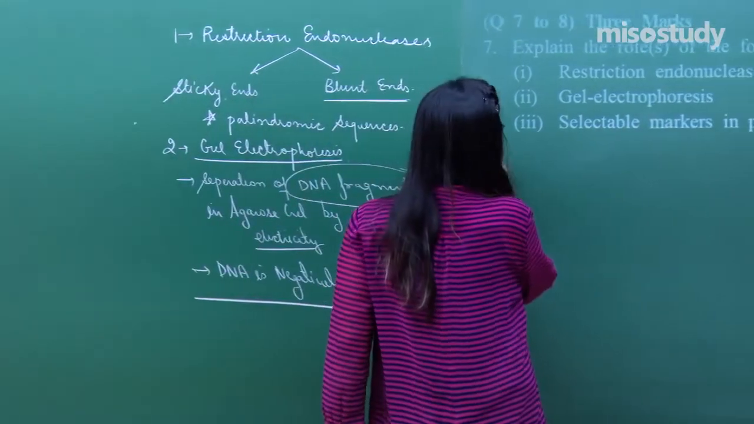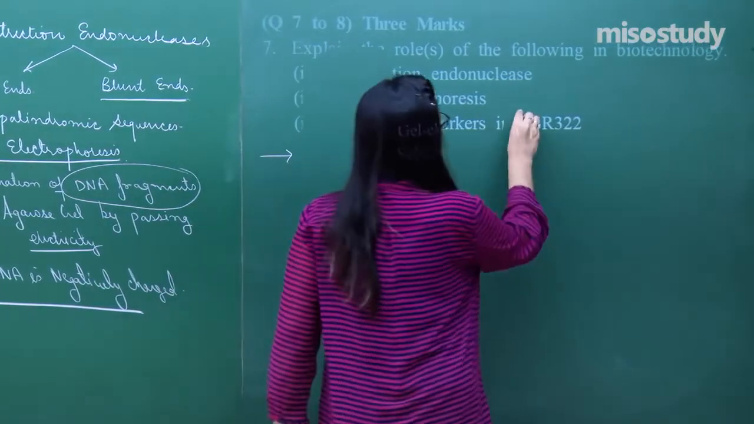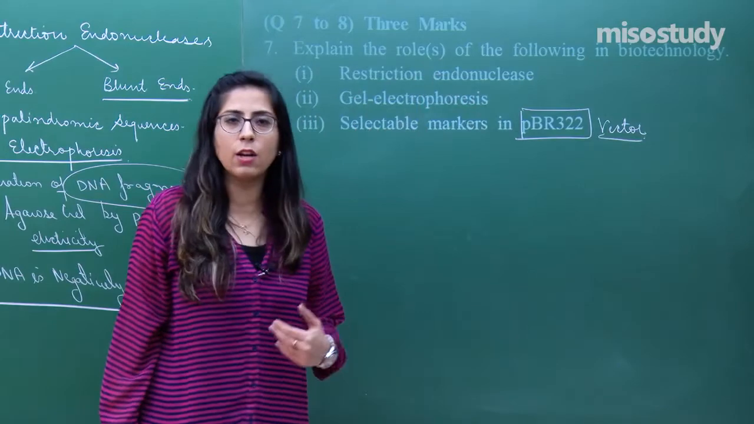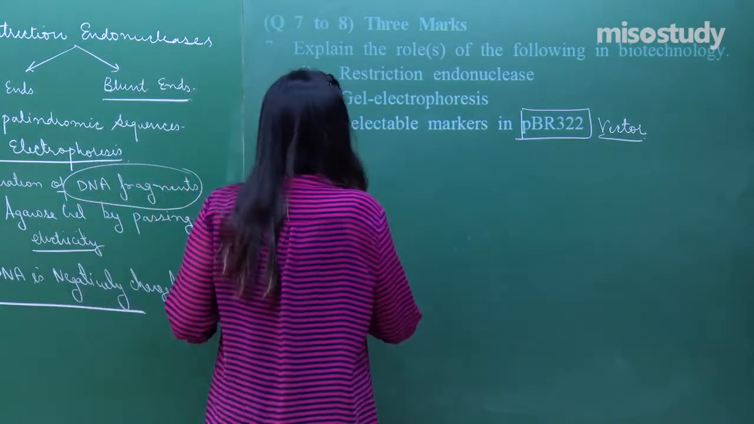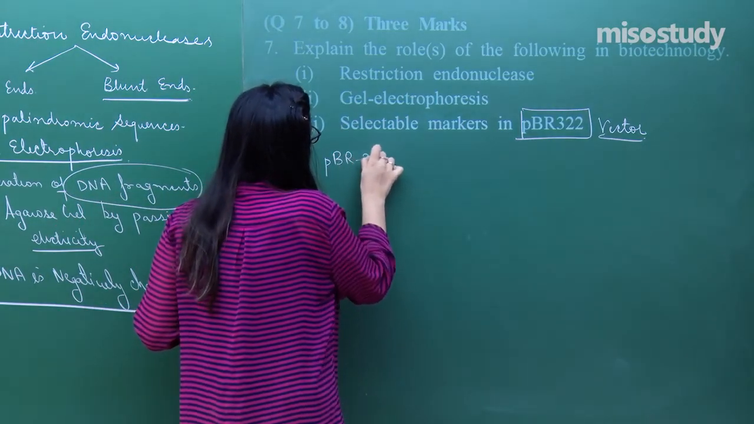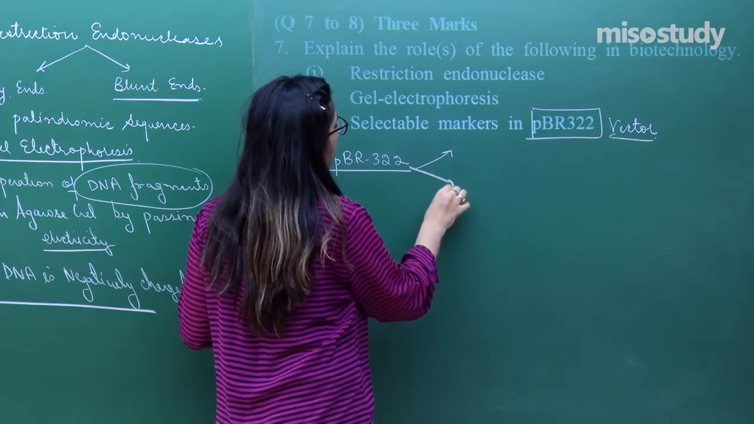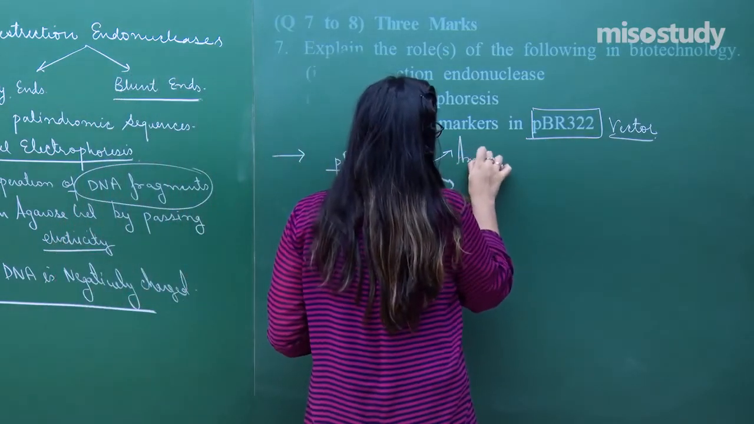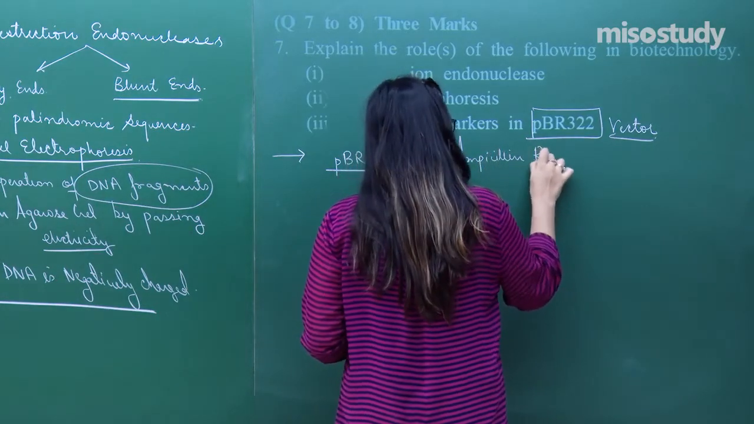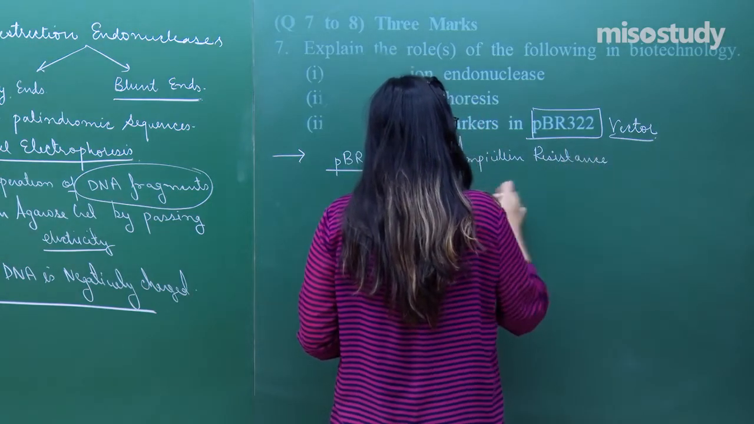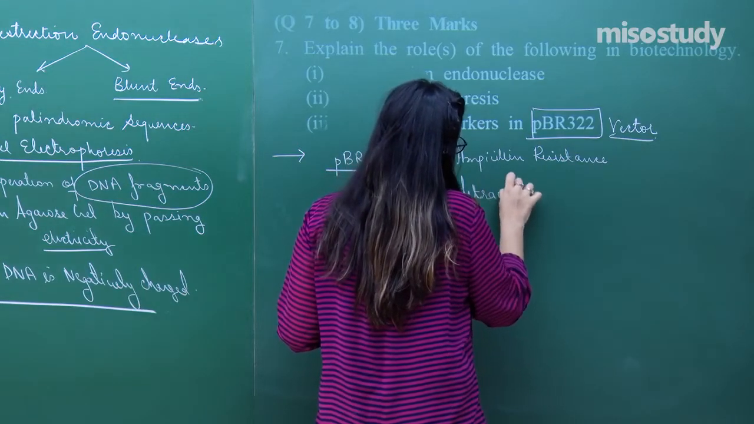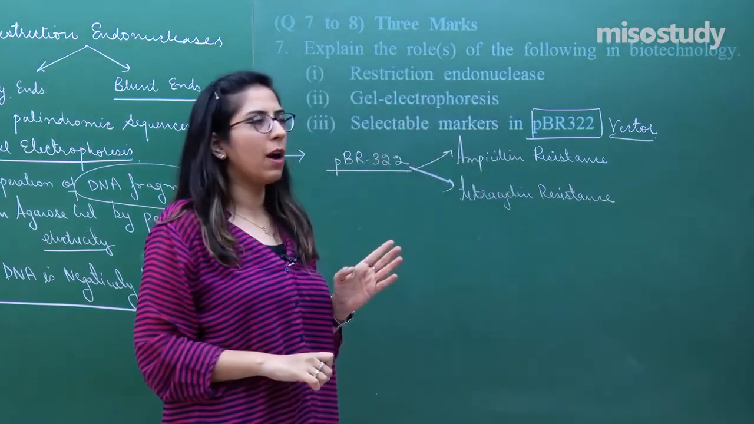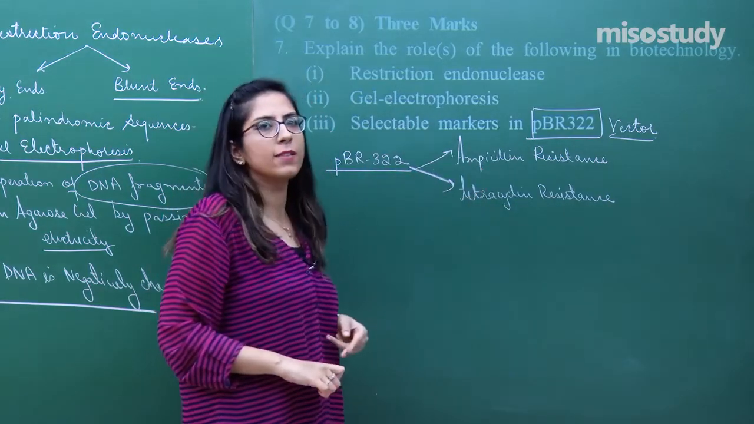Now next is the selectable marker in pBR322. pBR322 is a vector which carries our DNA of interest, and is also called a vehicle. In pBR322, two markers are present. These markers are resistant towards various antibiotics. One is called ampicillin resistance, and the second one is called tetracycline resistance. Both of these provide resistance towards different antibiotics.